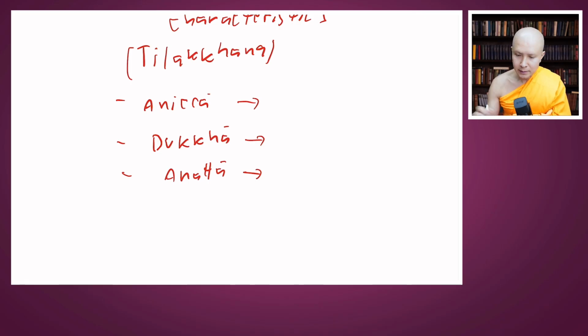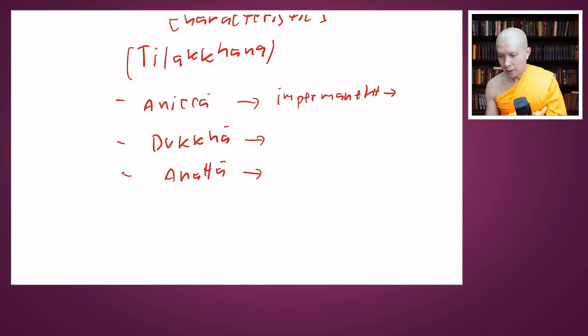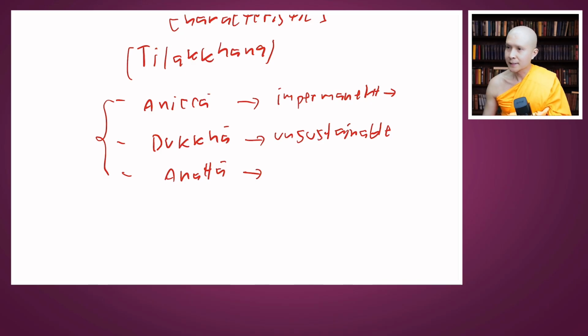So anicca is impermanent. To be able to put this word into practice, we think of something that is arising moment to moment. It continues to change. This law applies to both beings and non-beings, as we learned last week. And dukkha is something that is unsustainable. It cannot stay like that. Why? Because it has the characteristic of anicca, or impermanence. Humans, animals, objects continue to change moment to moment, and because of that, it's unsustainable. We cannot force everything to stay the same forever.